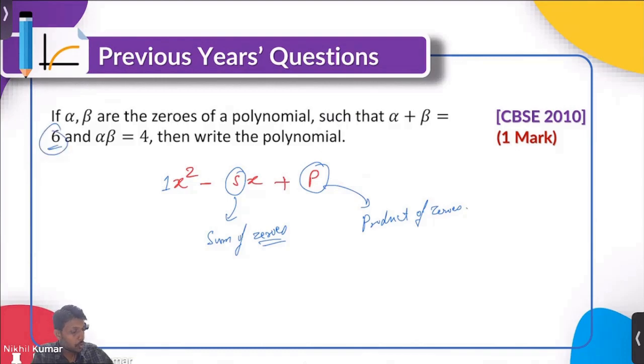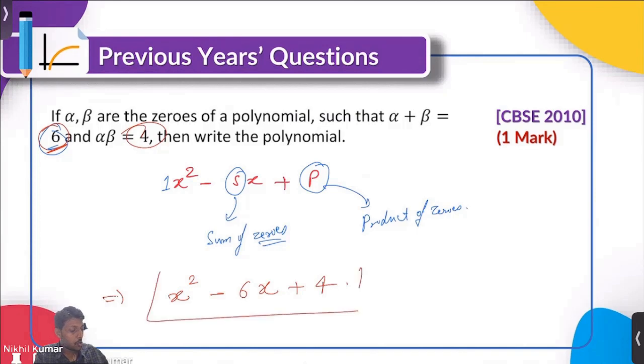So now I'm going to write down the final polynomial. X square minus the sum, which is 6, so 6x, plus the product, which is 4. That's it. This is our polynomial. So simple. That's why it's a 1 mark question.